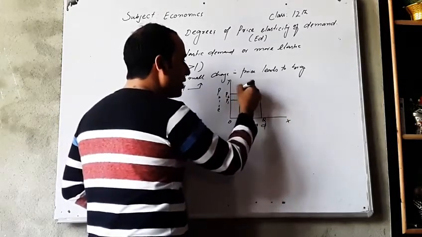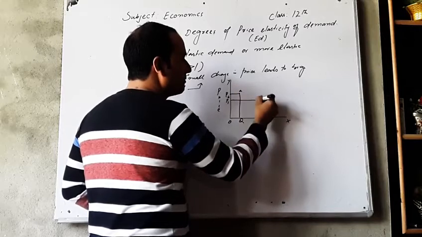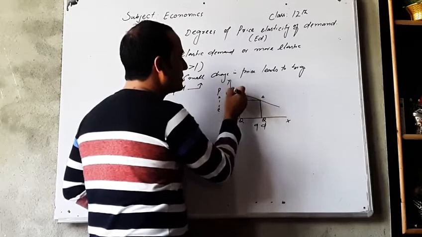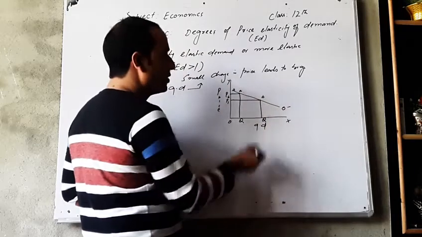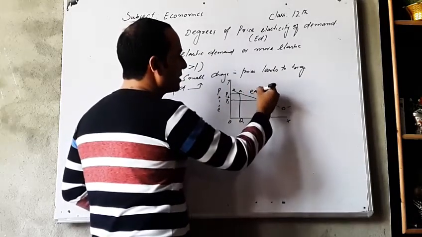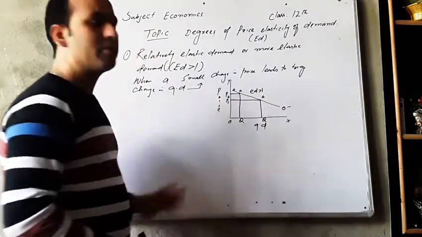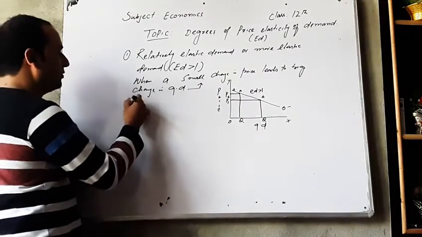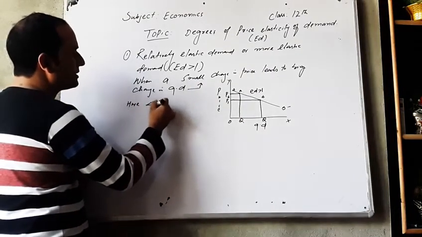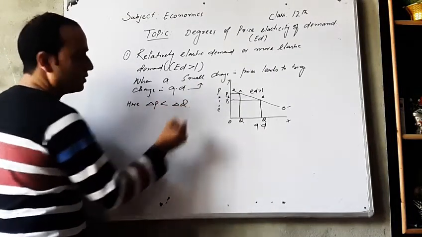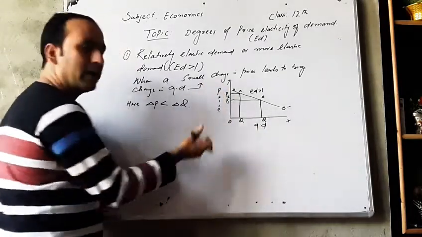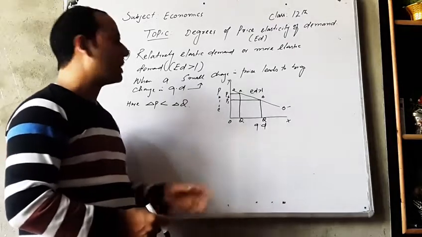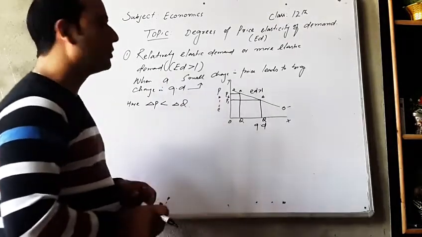If we join these points, let's name this point A and this point B, we get a demand curve. Let's name this as DD dash. So this diagram shows that the elasticity of demand is greater than 1. Why? Because there is small change in price. Here simply we can say change in price is less than change in demand. So when there is more change in demand as compared to price, this is called relatively elastic demand.